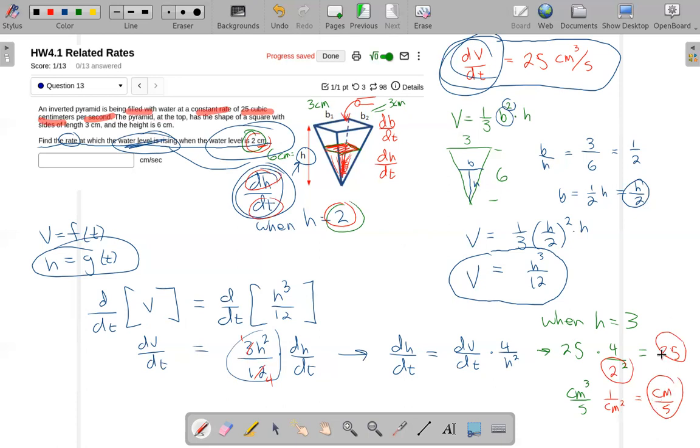So I get 25 centimeters per second is the rate at which the height is changing when the height is 2 centimeters and the volume is constantly increasing at 25 centimeters cubed per second. Related rates, fun stuff.